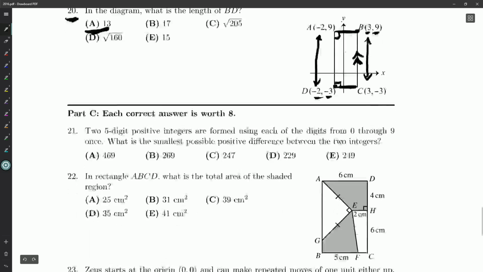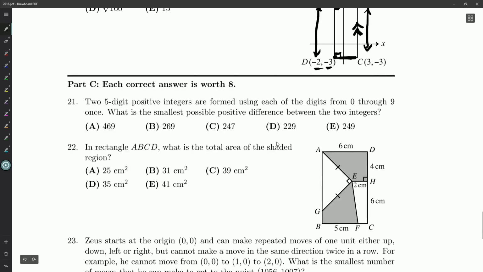And speaking of questions coming up, we'll be starting Part C in the next video with question 21.